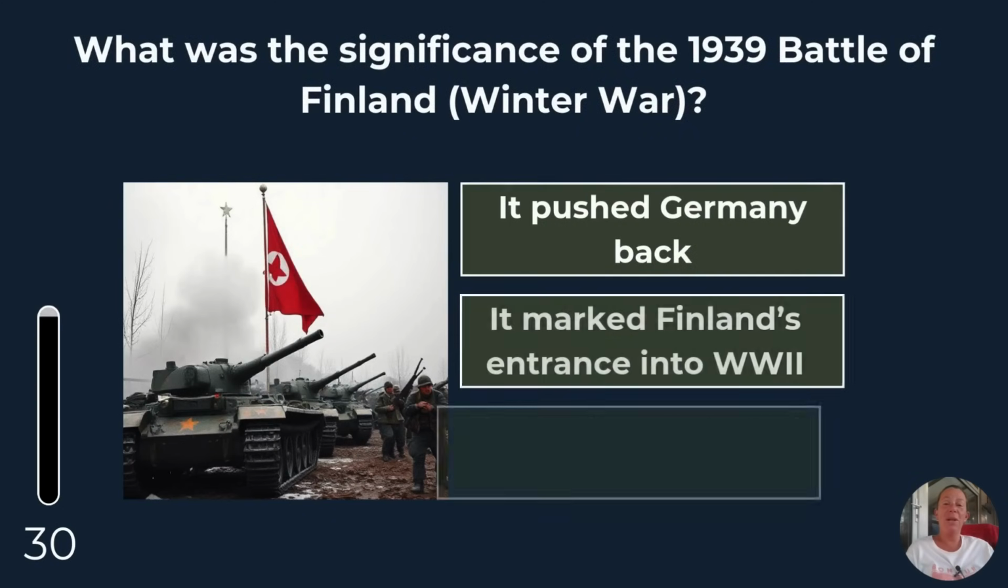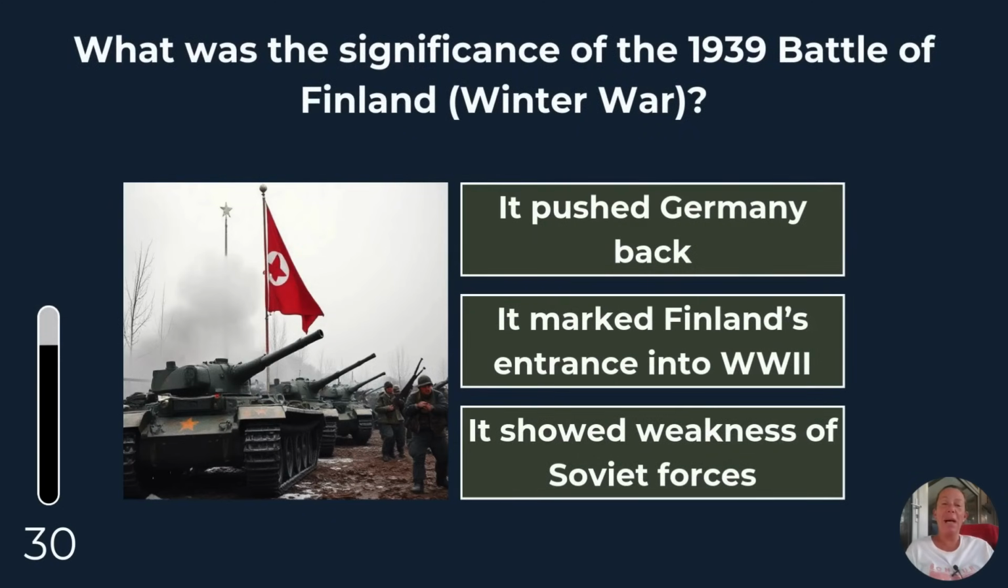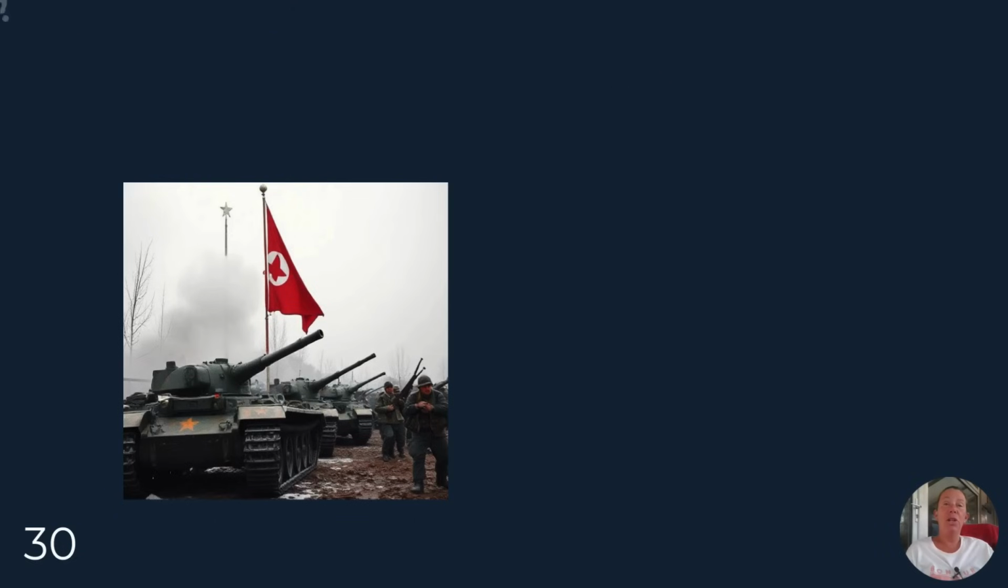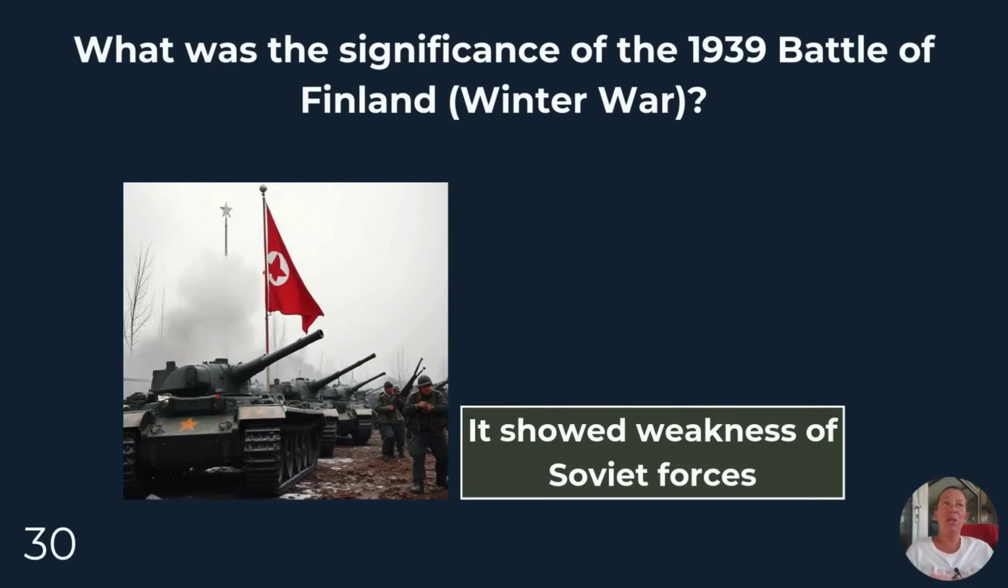What was the significance of the 1939 Battle of Finland Winter War? It pushed Germany back, it marked Finland's entrance into World War II, or it showed weakness of Soviet forces. It showed weakness of Soviet forces.